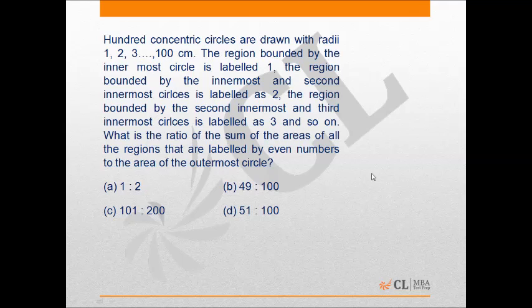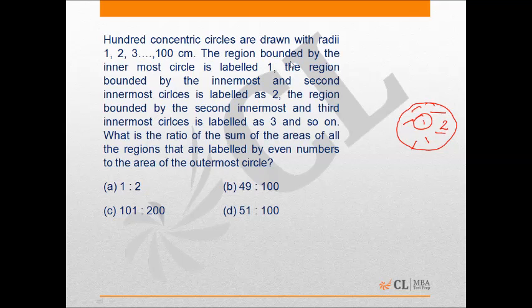So for example, if we have to calculate the area of region 2, we have to find out actually this one region, the shaded part. So for calculating this region, we need to subtract the area of region 1 from region 2. So it's actually subtracting the inner circle from the outer circle, and so on, calculating for the third and fourth region.